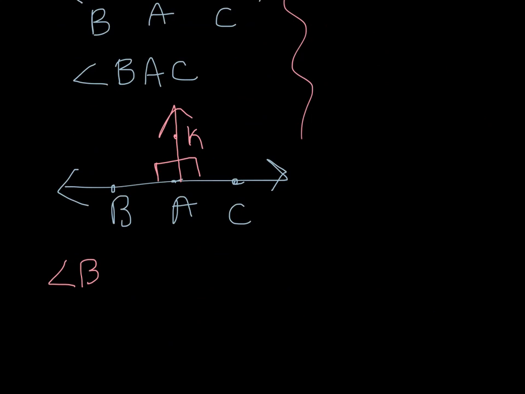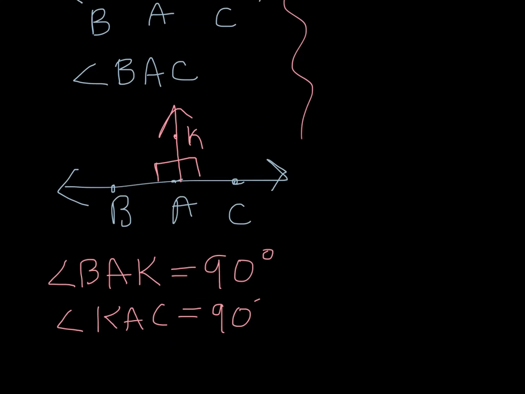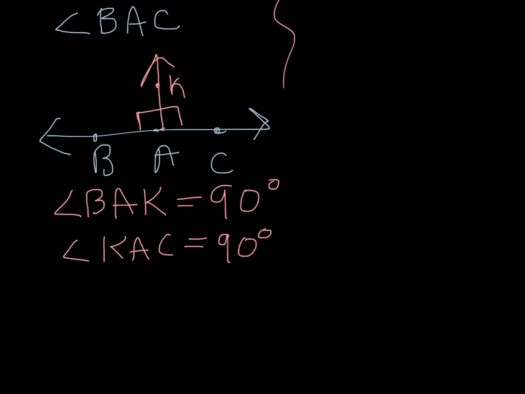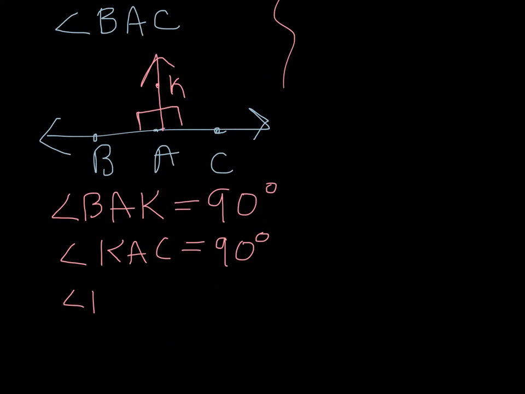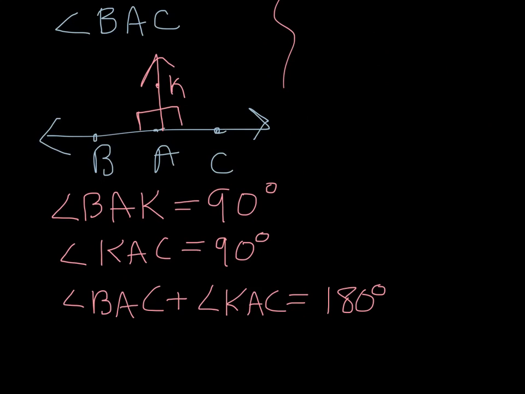So angle BAK equals 90 degrees. And angle KAC equals 90 degrees. And then if I add those 2 angles together, right? So angle BAK plus angle KAC equals 180 degrees. So you can see that a straight line can be called a straight angle as long as you put some points on it and say that the point in the middle is the vertex. Alright, so moving back up here.